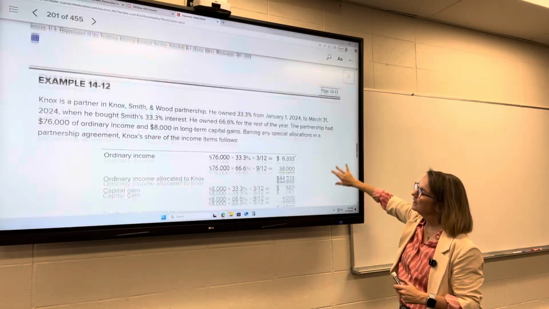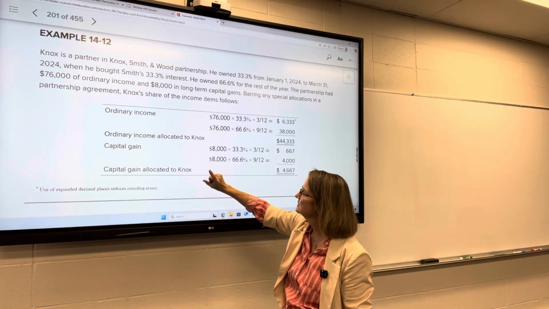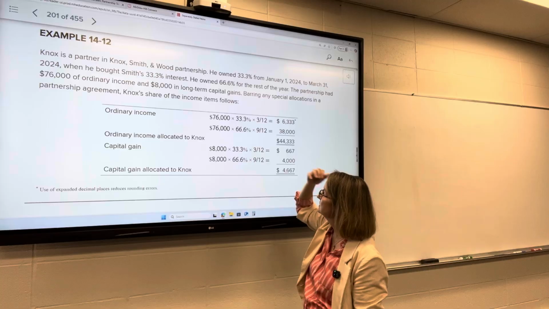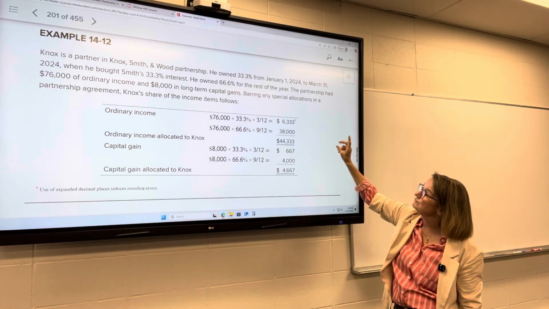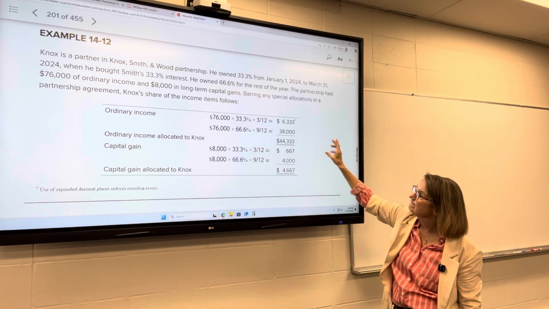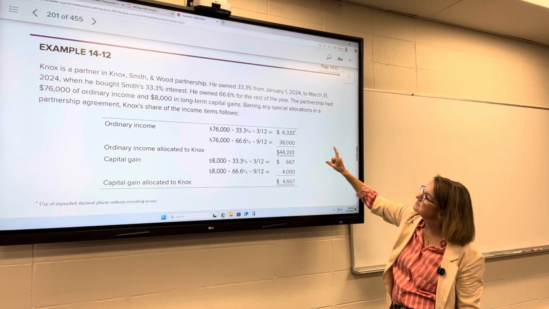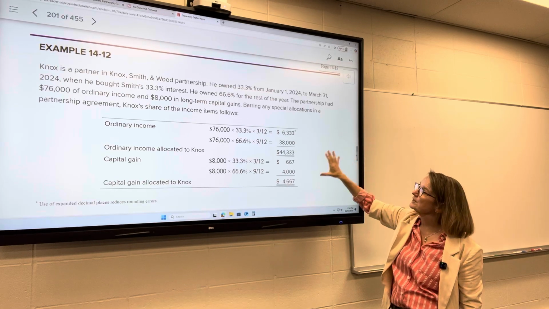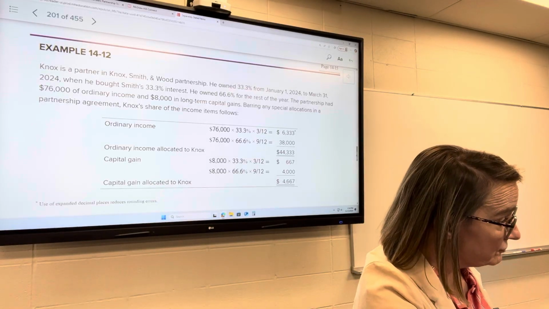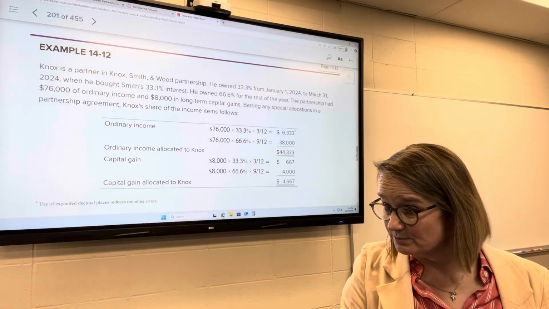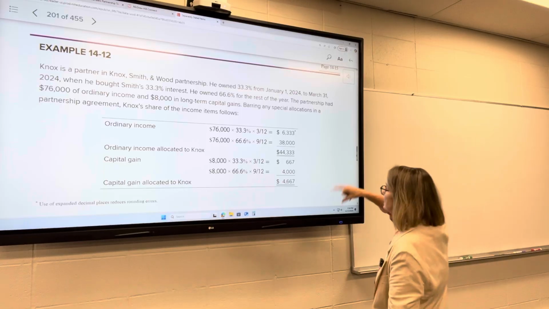So in this case, this company had ordinary income of $76,000, capital gain of $8,000. So Knox, because he only owned it for 1/3 of the year, is that right? Partnership had $78,000. He owned 66. Oh, okay. He owned 33. Oh, this is where his ownership percentage changed during the year. Sorry. So he owned 1/3 of it for the first couple of months, and then he must have bought out one of the other partners, and now he owns 2/3 of that partnership, and so his ownership percentage changed.